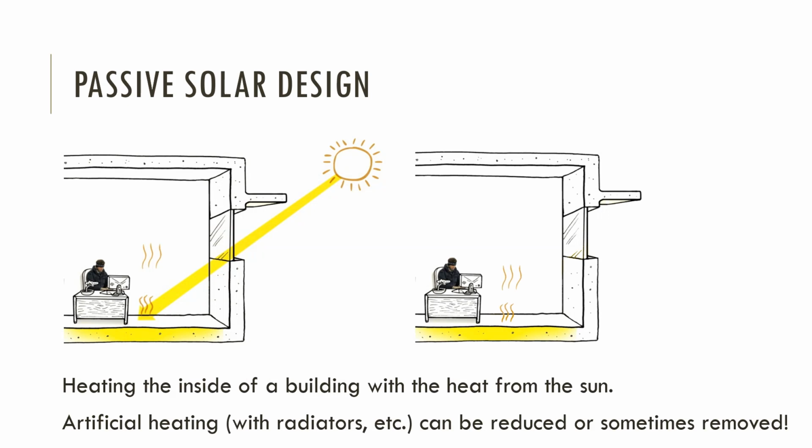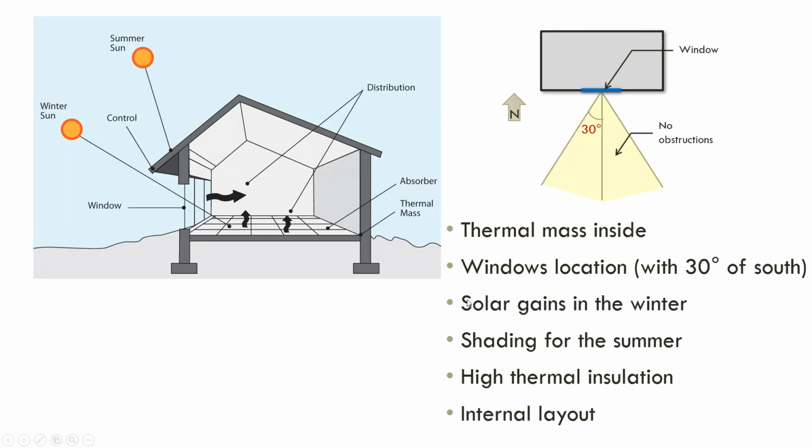So first of all, passive solar design is when we use the solar energy in order to heat a building. Basically the sun rays are going to be heating the inside of the building, and this heat is going to be released during the day. In order to achieve that, you need to have thermal mass inside the building. The thermal mass is the material which is going to absorb this heat and release it later. I'll tell you a bit more about this.